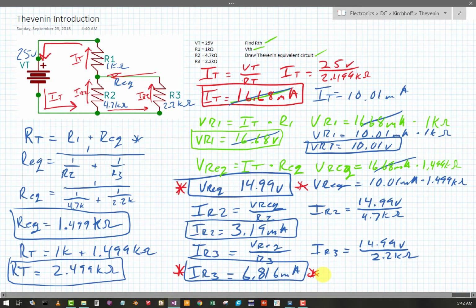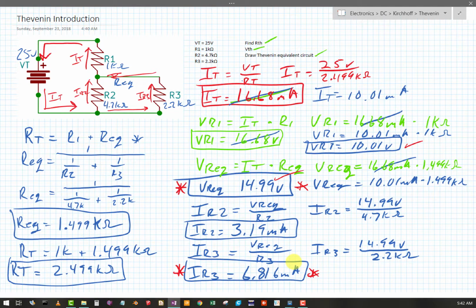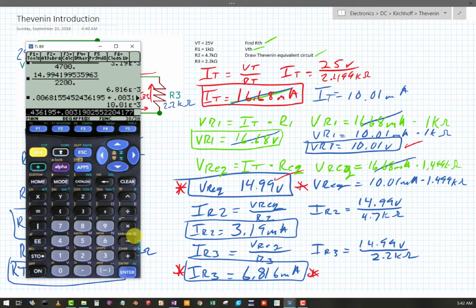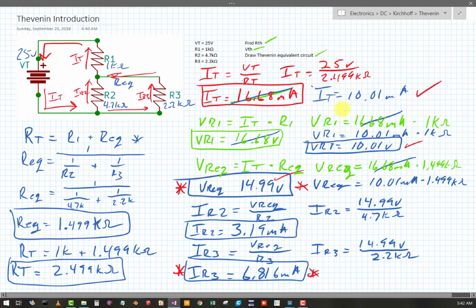Now I could Kirchhoff this out. Basically, VR1 is 10 volts plus 14.99, so that sums to 25. So Kirchhoff's happy with that number and that number. These two should sum to our total current, which was 10.01 milliamps. Well, let's not do that in our head. So there's our IR3 plus, enter plus, where's our IR2? If they sum to the total current, then Kirchhoff's happy and everybody's happy. 10.01 milliamps, boom, double checked.